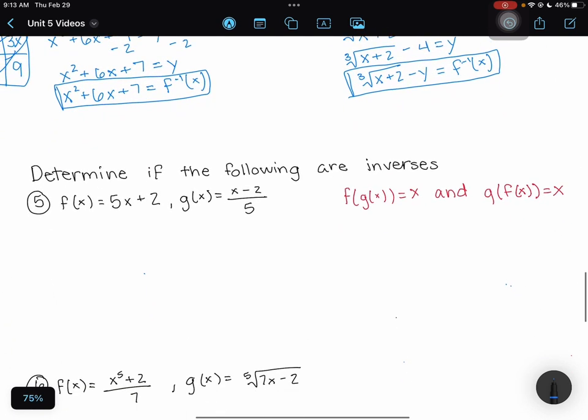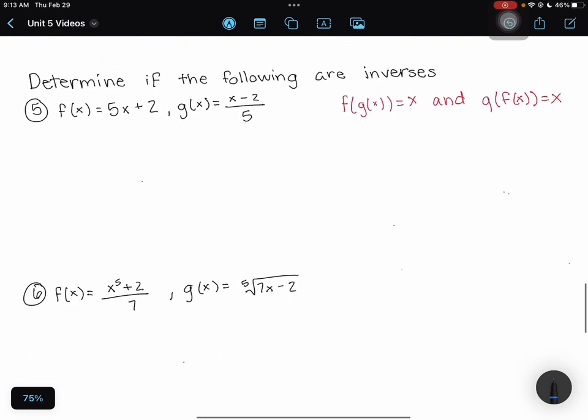If we are asked to determine if two functions are inverses, we're going to use these two rules right here. So we're going to take f of g of x, and if that equals x, we continue going. And then we're going to do g of f of x, and if that equals x, with both of those things being true, then we could say that these two functions are inverses of one another.